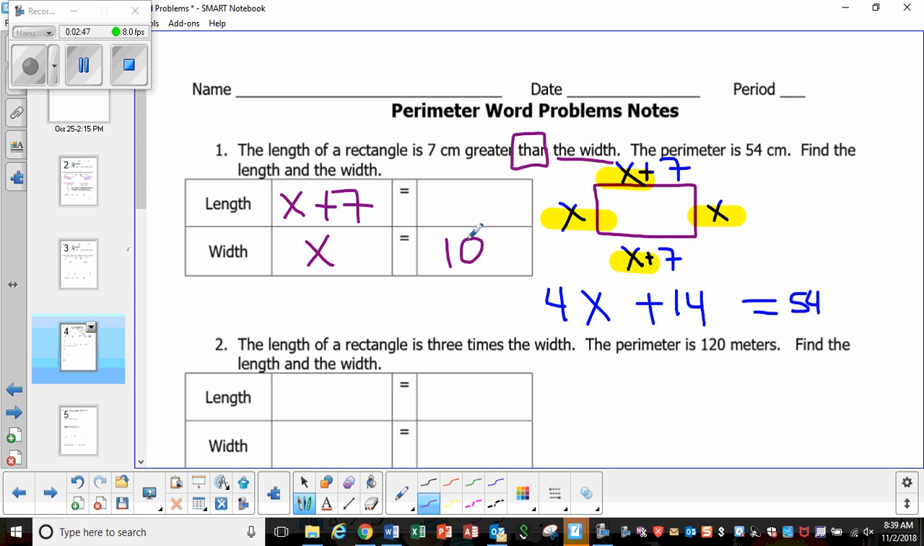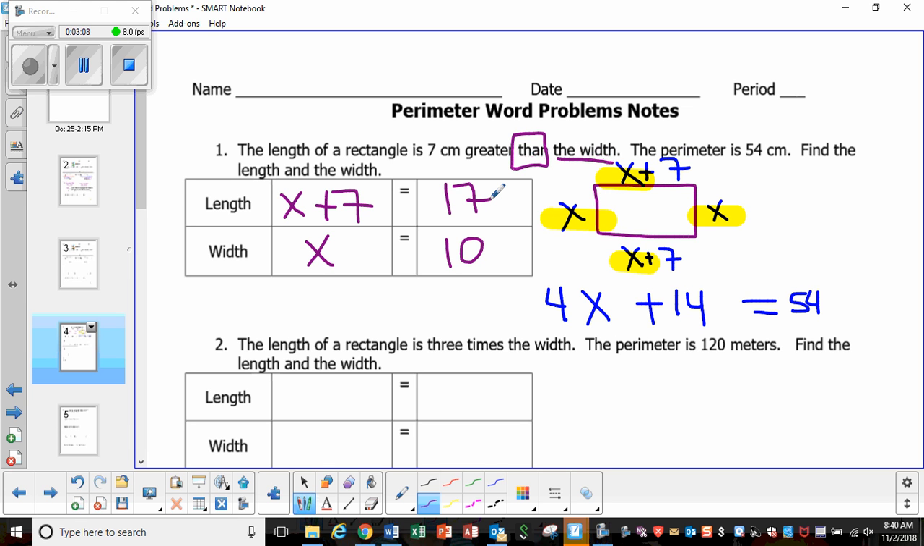And so then now, how do I find the length? Yes, which is 10 plus 7, which is 17. Who could raise their hand and tell me, how do I confirm that I did this correctly? If I know that the width is 10 and I know that the length is 17. Yes, check. How do I check?